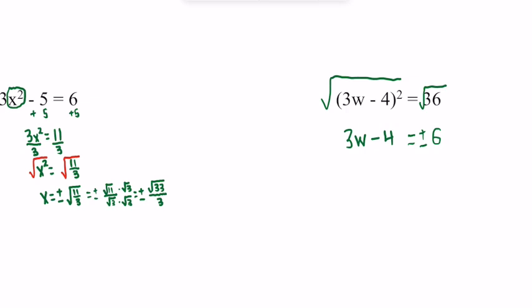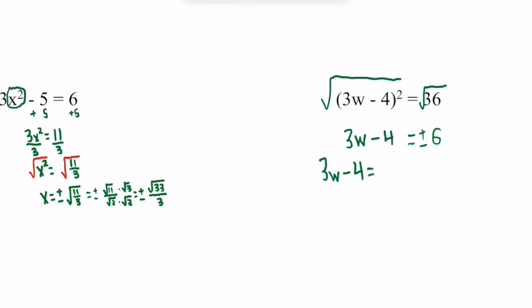The problem is we can't add 4 to both sides at the moment because on the right side, we have two different possibilities. It could be a positive 6 or a negative 6. So if your variable is not by itself already, once you take the square root of both sides, and you have an expression that you need to isolate a variable equal to a positive or negative number, we need to write this with two separate equations.